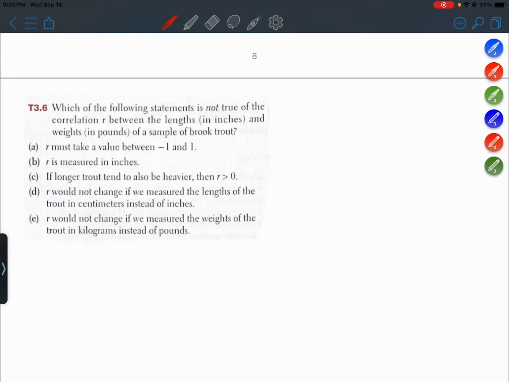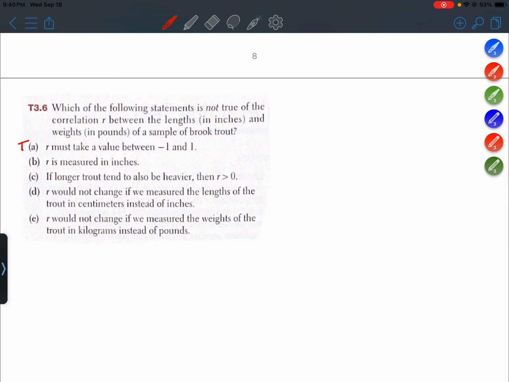Question 6. Which of the following statements is not true of the correlation R between the lengths in inches and the weight in pounds of a sample of brook trout? Okay. So option A, R must take a value between -1 and +1. That's a true statement. That's just one of the properties of correlation.